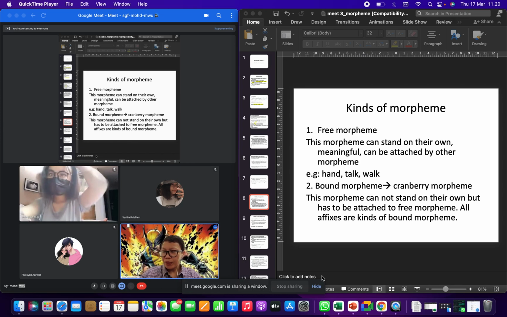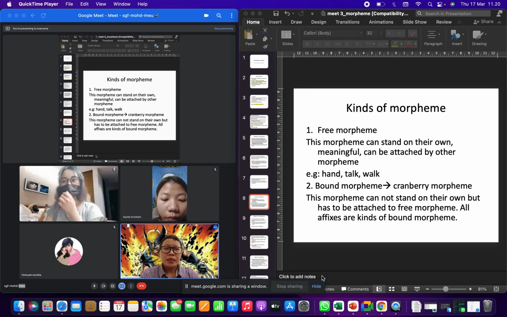Morpheme. As I said before, when we talk about morpheme, we talk about the smallest unit. It could be in the form of a free morpheme. A free morpheme means a morpheme that can stand alone on its own. It has meaning and it can be attached by other morphemes. Our examples here are the free morphemes hand, talk, and work.